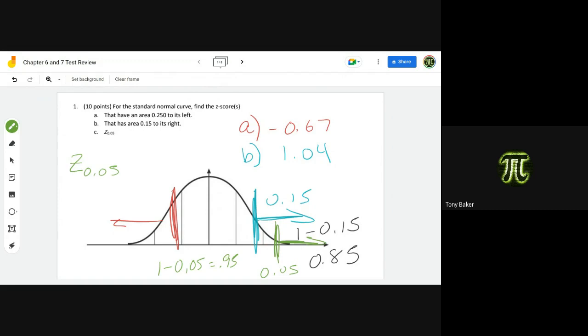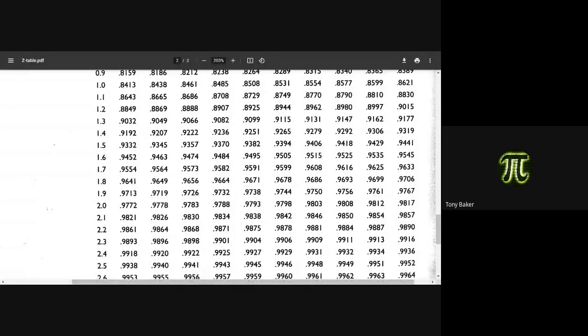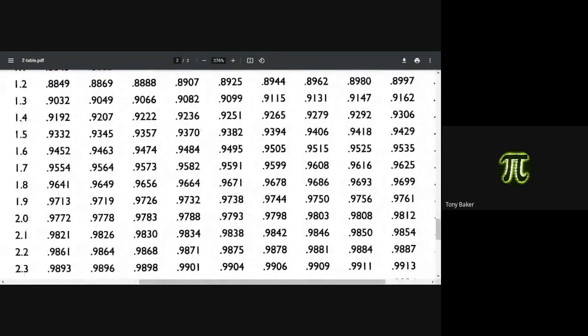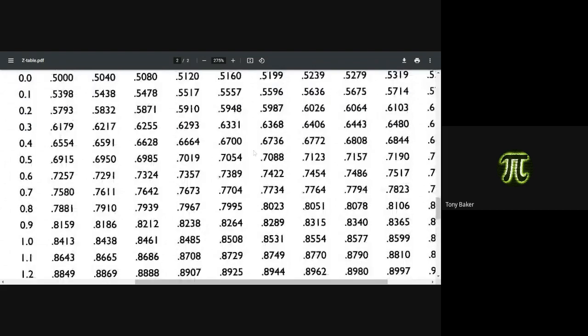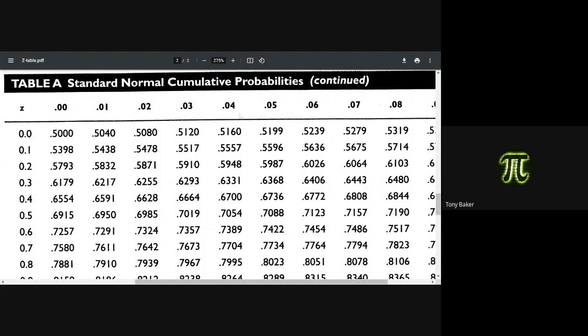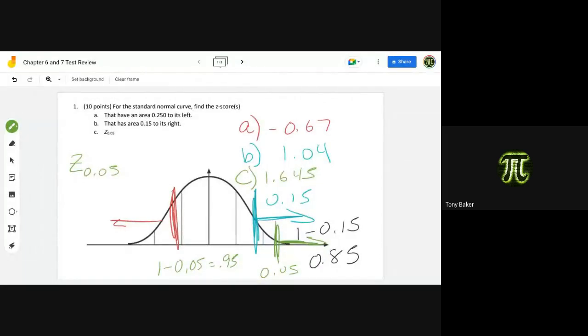So we go back to the z-table, and we're looking for 0.95. You'll notice that for 0.95 in this case, we've got two that are right next to each other. So we got 0.9495 and 0.9505. So we get 1.6, so I'll take 4.5, or 1.645. If you put 1.64, you get it. Put 1.65, you'll get it. If you put 1.645, you'd also get it.